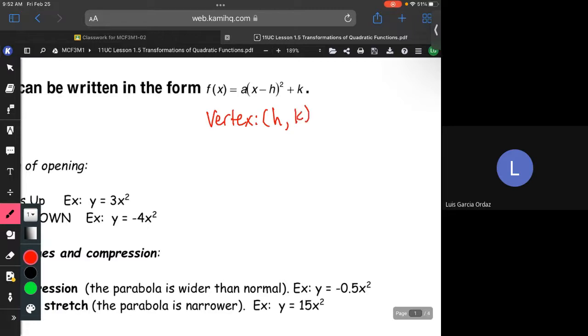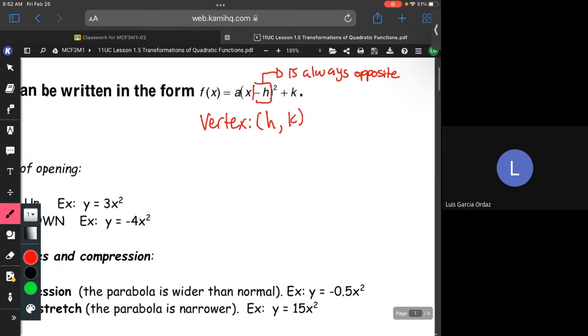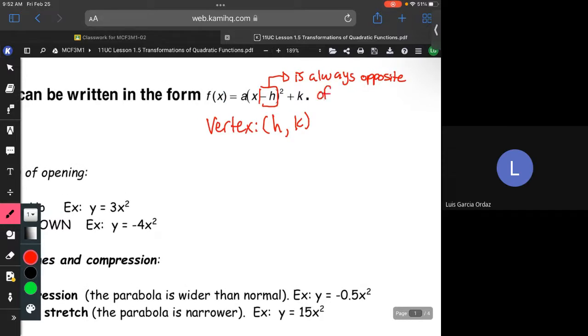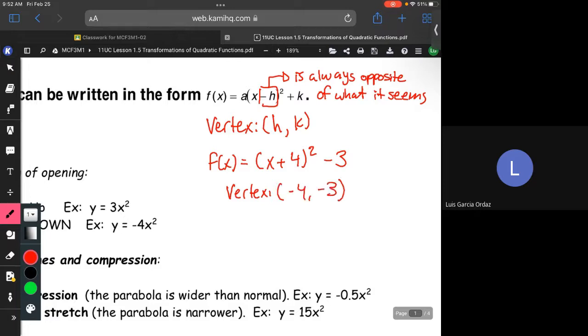So like I always said here, H is always opposite of what it seems. So if I have something like f of x is equal to (x plus 4) squared minus 3, my vertex is going to be -4 and -3, because h is always opposite of what it appears.